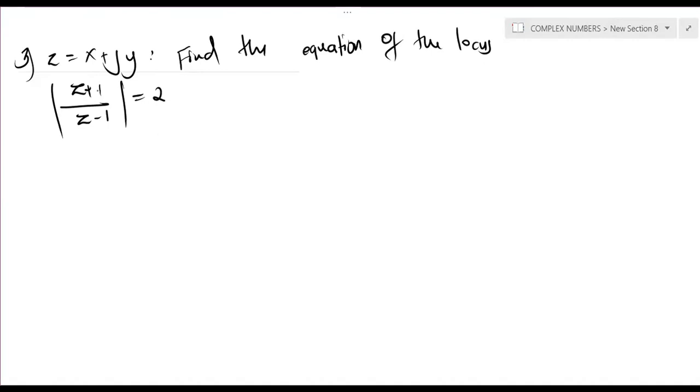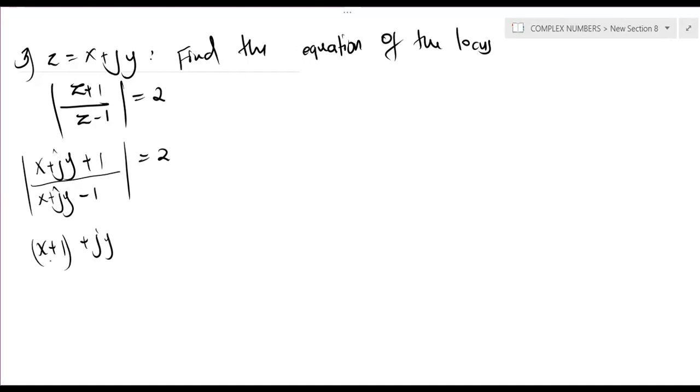Okay, since we already know the value of z, what we are going to do is replace the values here and try to simplify this as much as possible so that we can get the equation. Where there is z, I'm going to put x plus jy, then plus 1 over x plus jy, then minus 1. So we need to get the modulus of this, and then this is equal to 2. I'm going to put the real parts together and then evaluate the modulus on top separately, and the modulus at the bottom separately as well. So I'll have x plus 1 plus jy. This is the real part. All this divided by x minus 1 plus jy.